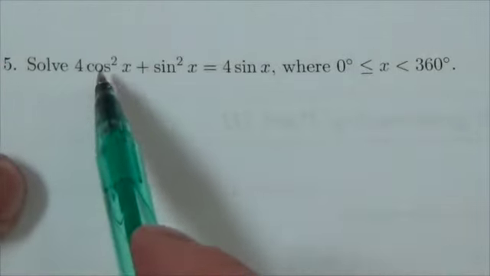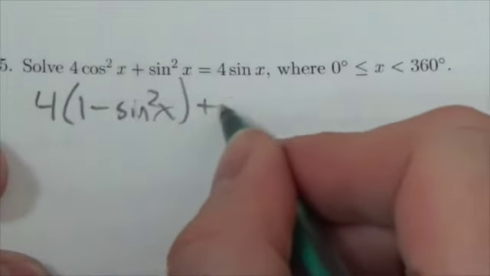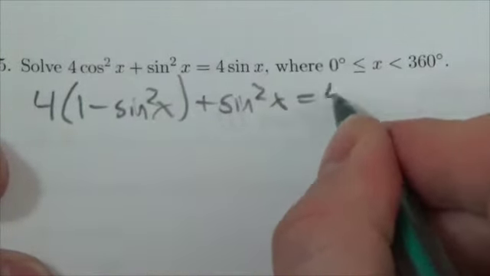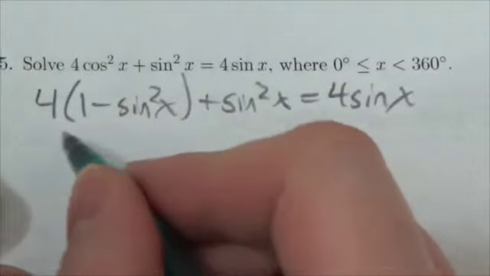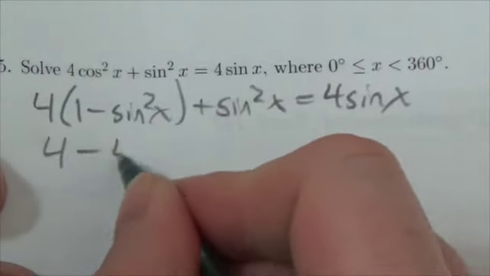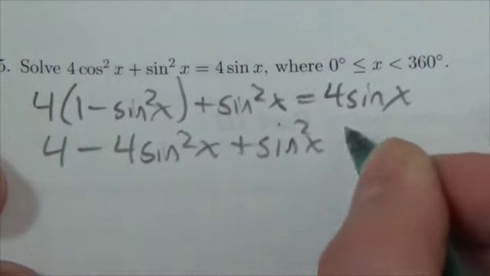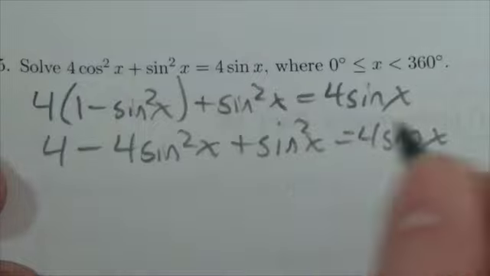The reason for that is if I get rid of the sine squared, I can convert it into an expression with cosine in it, but I'm still stuck with this sine over here. But if I get rid of the cosine squared by replacing it with 1 minus the sine squared of x, then I get plus sine squared of x equals 4 sine x. Now everything is in terms of just one trig function, and that's the sine. So now I multiply that through, and I get 4 minus 4 sine squared of x plus the sine squared of x equals 4 sine of x.